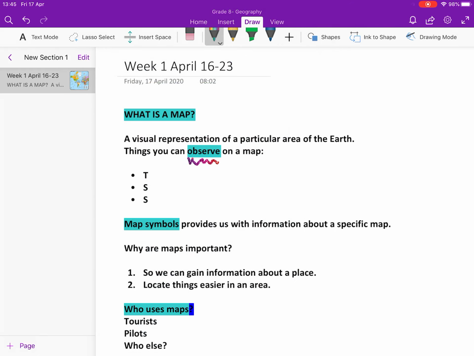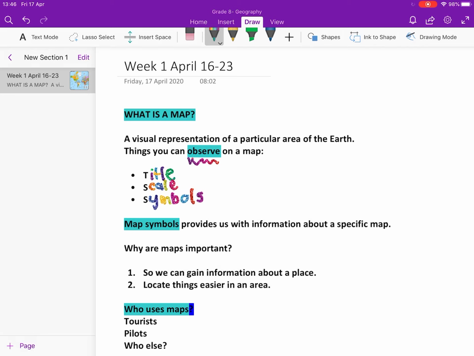Okay, observe, very important. First of all is a title. A title of the map normally tells us where the map is or what area it's covering. The next is a scale. And the last one is symbols. These are some of the things we can observe on maps that help us to make sense of a map.